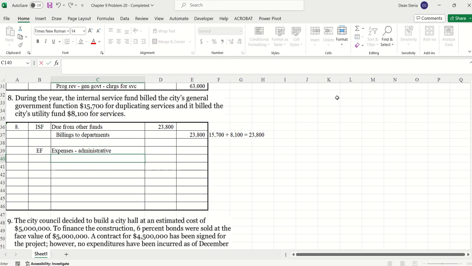And then it's going to be their liability due to other funds. Okay, so they got the bill for $8,100 and they owe it. They got the bill, it's an expense, and they owe it. Think of this as in regular accounting, we would debit expenses and this would be accounts payable. So just try to match up the similarities. And here this would be accounts receivable and this would be revenue. So that's number 8.